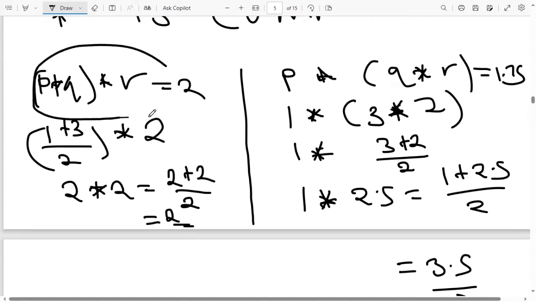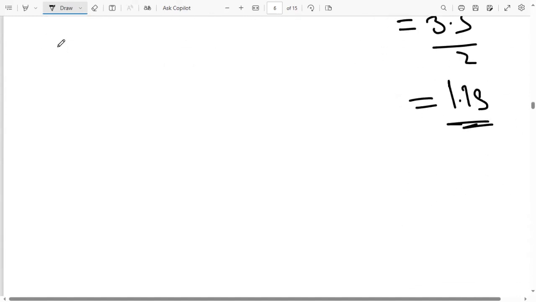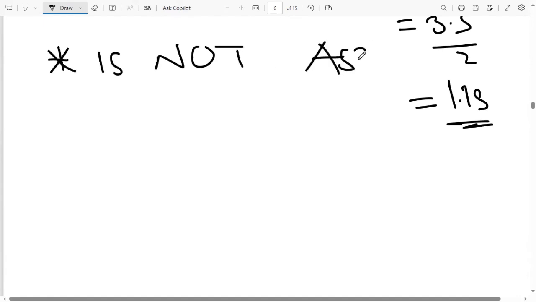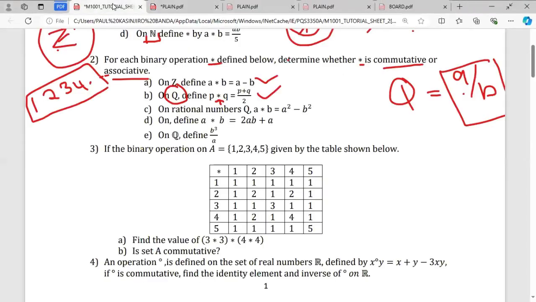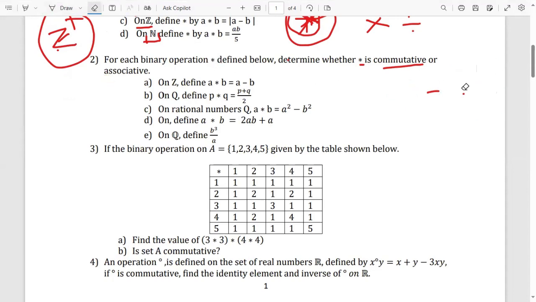So this guy here is not equal to that guy there. So it means my star here is not associative. Not associative there. Okay, let's prove the third one, and then I'll leave the other two for you guys to try. Math is about solving. You need to practice.